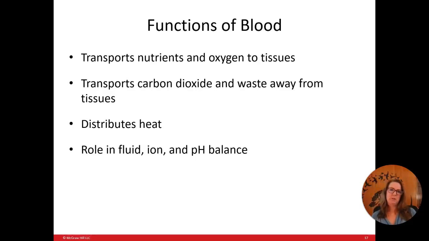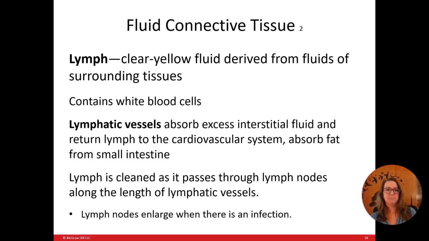And lastly, we know that blood has a role in fluid, ion, and pH balance. So we were talking about fluids earlier, giving a patient fluids. And so certainly we know that blood is super important to keeping our ions and pH in balance.